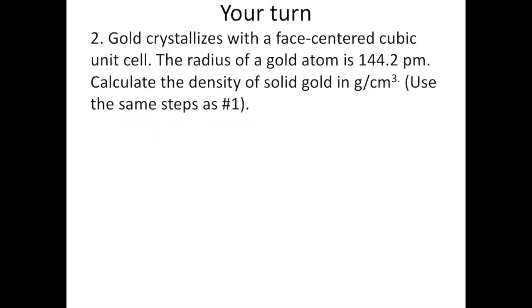All right, you guys. Here's number 2. Your turn. Gold is crystallizing with a face-centered cubic unit cell. So this is face-centered cubic, so you got to go ahead and figure out what your parameters are. Here's the radius. You need to look up the molar mass of gold, which is Au. All right. Pause. Figure it out.